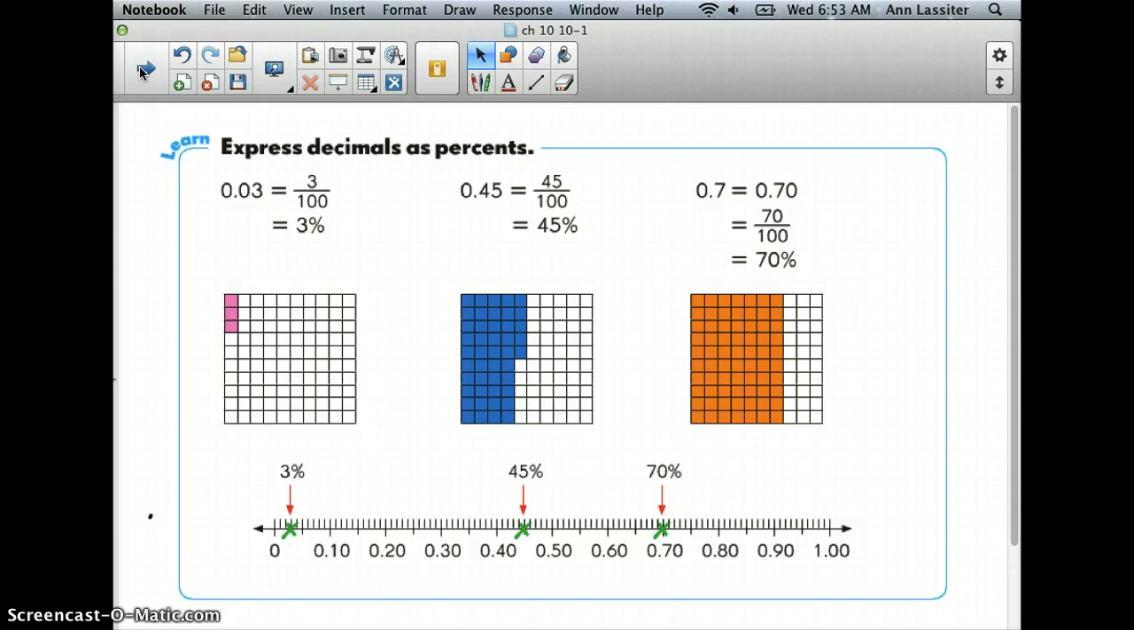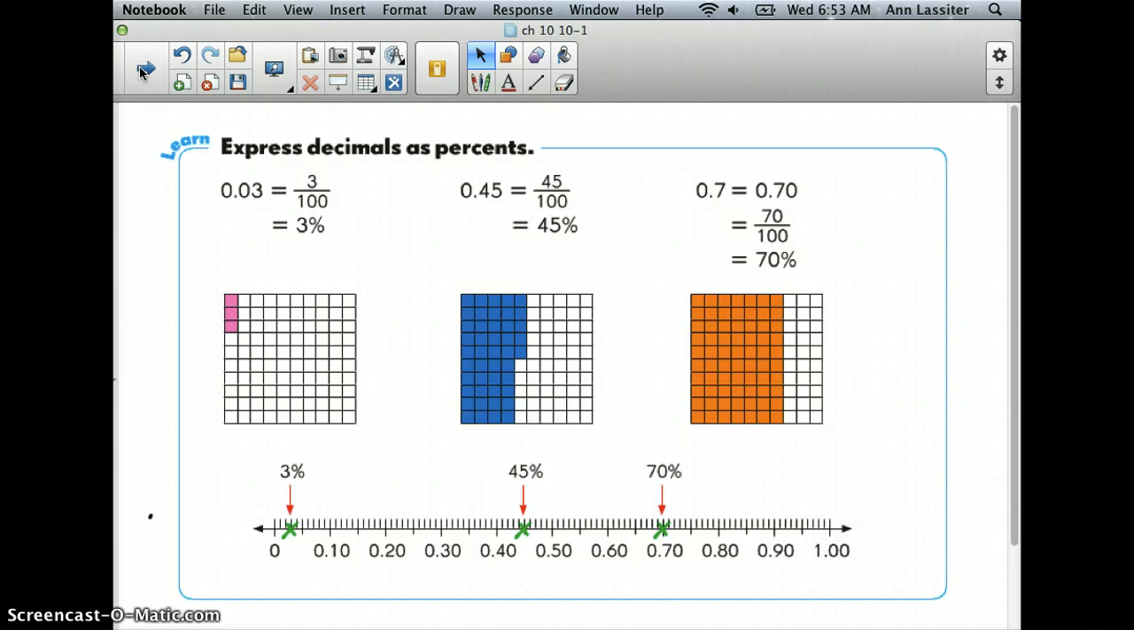0.45 pretty quickly translates to 45 out of 100. It's a little bit more complicated when you have 0.7 because there's nothing in the hundredths place. So make sure you fill that into the hundredths place, and then the equivalent fraction is 70 out of 100, which is 70%.